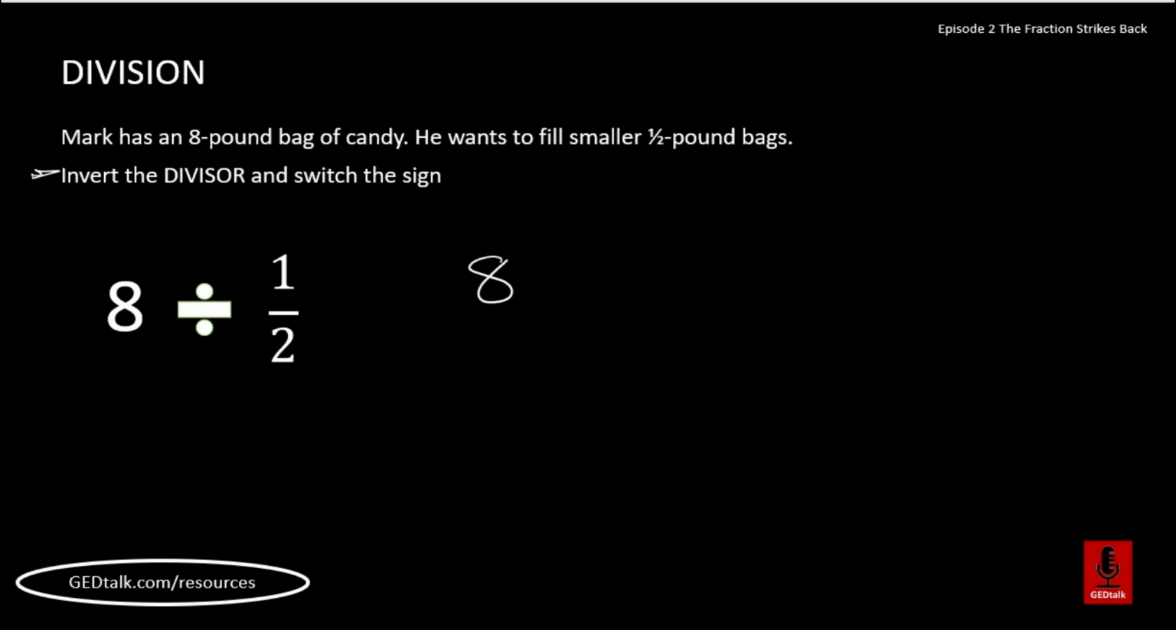So I have 8, and if you're like, well, 8 isn't a fraction, this is going to make it really hard for me. When you see a whole number by itself, it's resting over a 1. 8 is equal to 8 over 1. So we're going to do 8 over 1. I'm going to switch the sign, so not division, but multiplication, and invert, which means flip it. So now I'm going to flip my fraction, and I'm going to do 2 over 1.